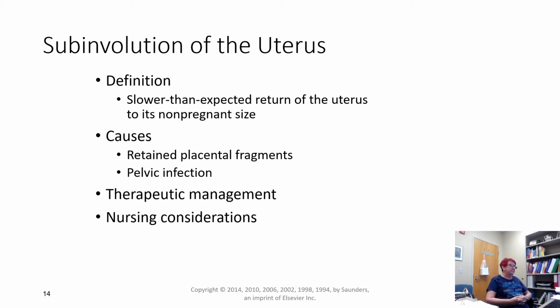So if we suspect retained placental fragments, then we are going to possibly go in there and do a dilation and curettage, where we scrape the endometrium and try to get all those products of conception out. We're going to treat her with some broad spectrum antibiotics. We're going to watch those vital signs, particularly the temperature. Keep an eye on that white blood cell count. Notice if there's any bad odor to her lochia.